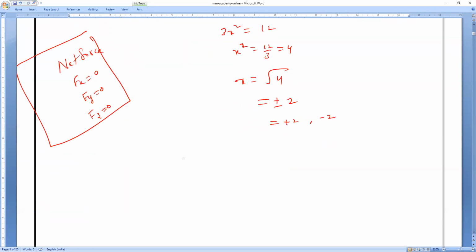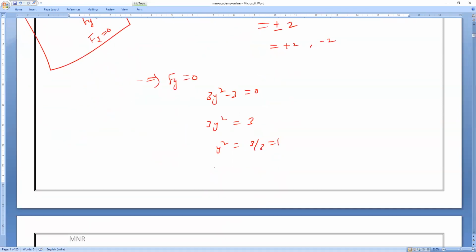In the same way, if I take Fy, Fy is equal to 0. Then only 3y square minus 3 is equal to 0, so 3y square is equal to 3, y square is equal to 3 by 3, which is 1. So y is plus or minus 1, either plus 1 or minus 1.